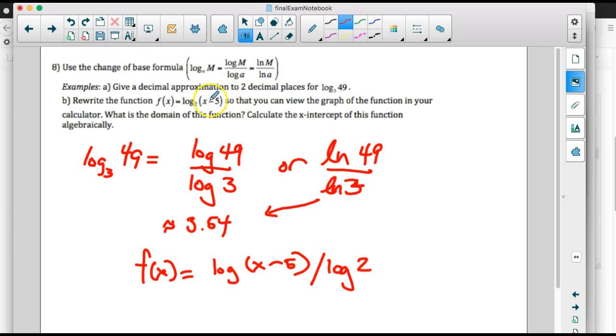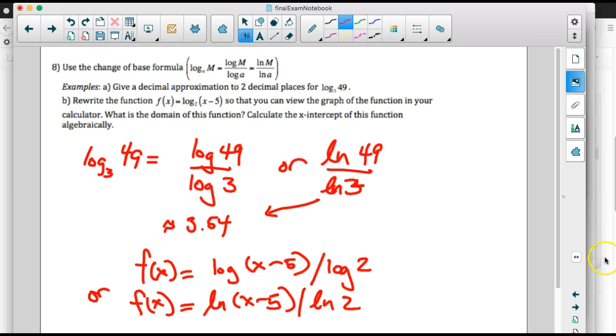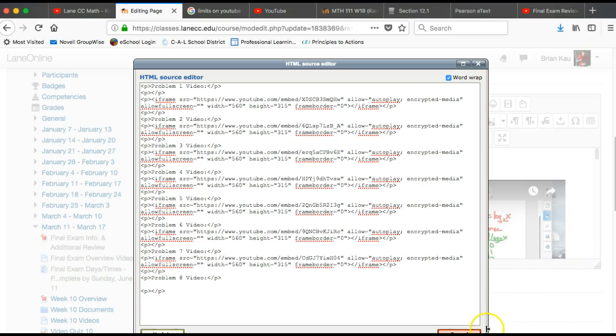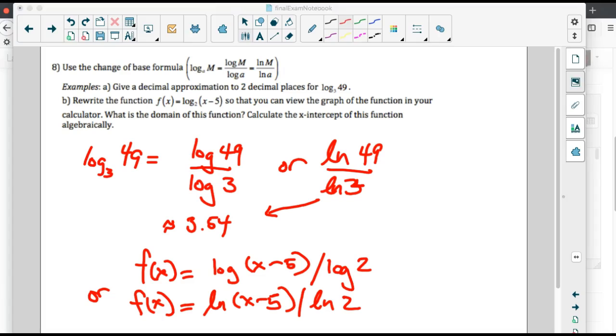So we're using the log of this value divided by the log of that value, just like we did with numbers. So if you do this division, or you can also write it as ln's, log base e of x minus 5 divided by ln of 2. So either one of those should be able to graph this on your calculator.